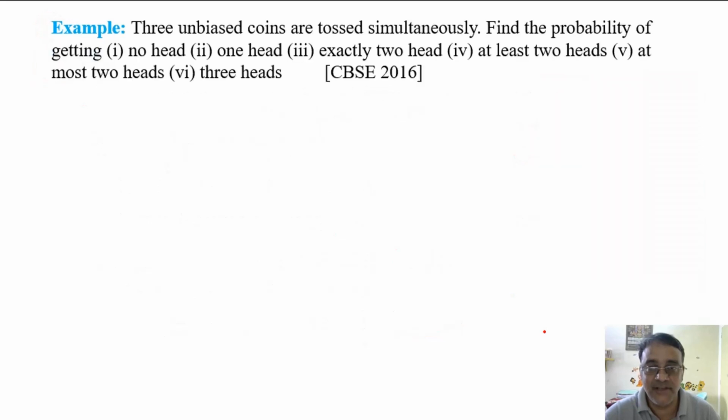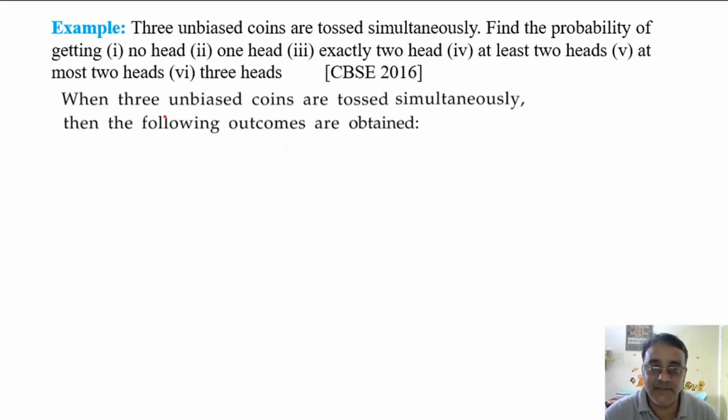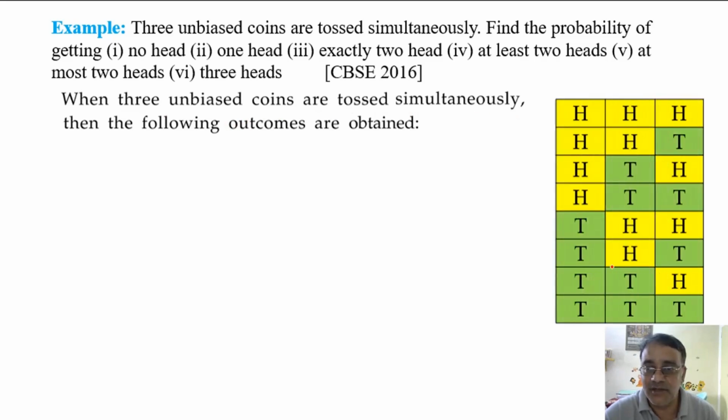No, sir. Okay, we'll see one more example. 3 unbiased coins are tossed simultaneously. Find the probability of getting no head. No head means 0 head. 1 head, exactly 2 heads. At least 2 heads. At most 2 heads. 3 heads. So this is CBSE 2016 question. Even Delhi board में भी आया था, ऑल इंडिया में भी आया था, बिट्स में आया था. So let us start with the rough diagram. That is when 3 unbiased coins are tossed simultaneously, then the following outcomes are obtained.